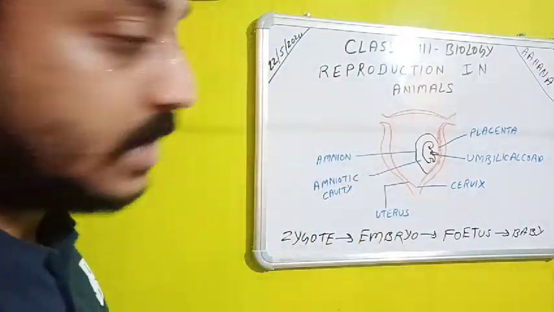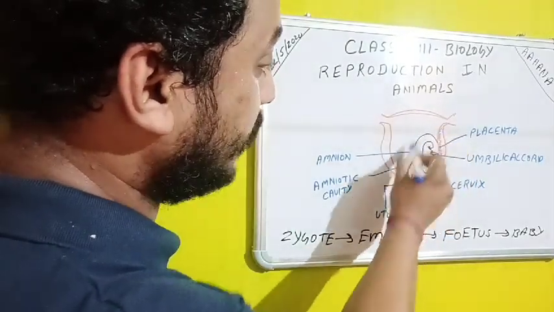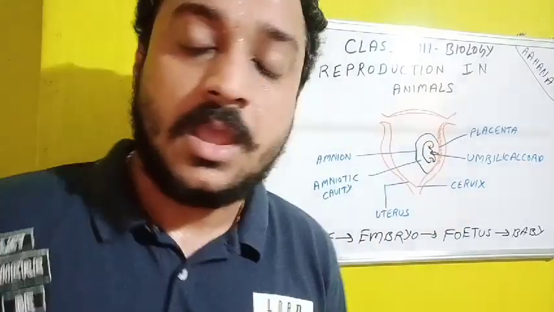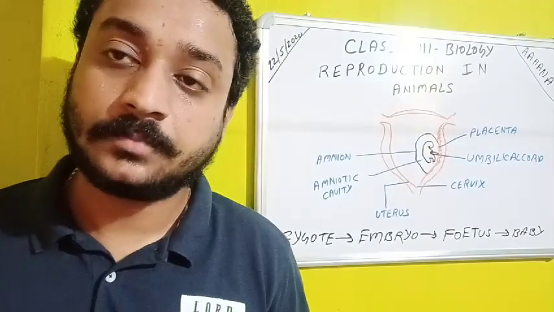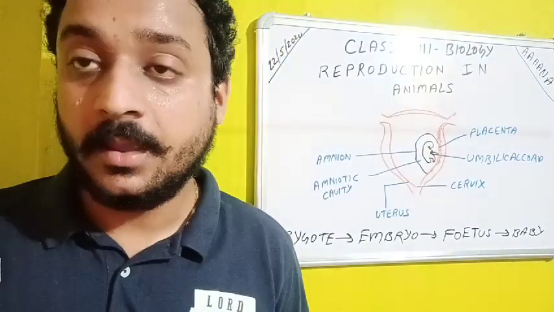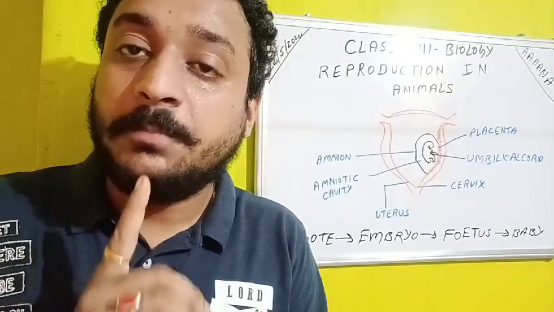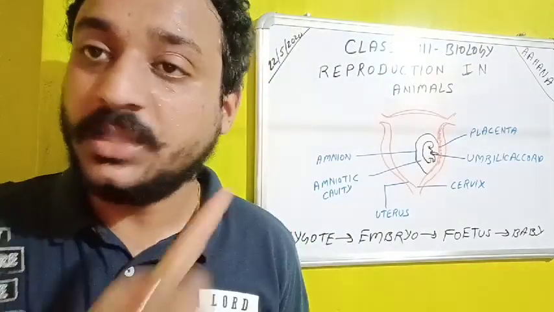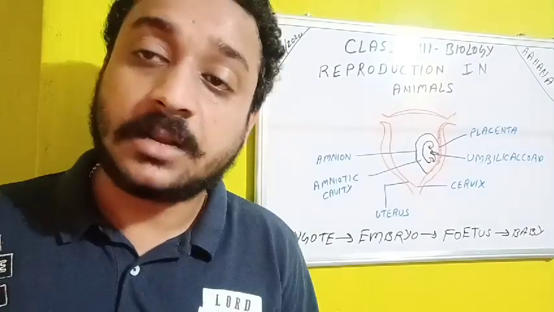Amniotic cavity, a very important one. This is the amniotic cavity, and this is the amnion membrane. Outer is the membrane, inner is the cavity. Inside the amniotic cavity, we can find amniotic fluid. That amniotic fluid is very essential. Why? Because it allows the baby to grow properly without any shock. There will be no shock, it's a shock absorbing measure.